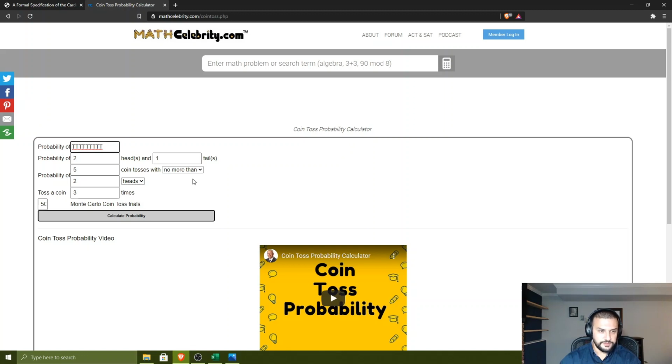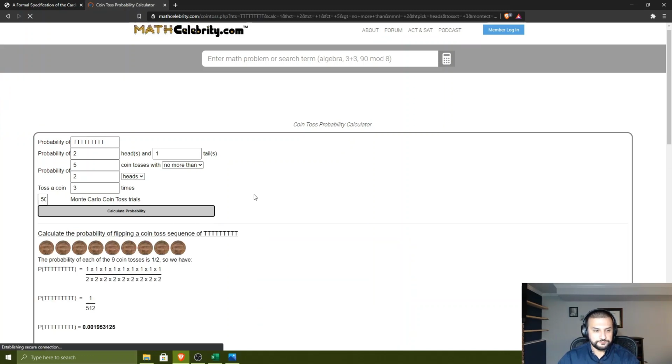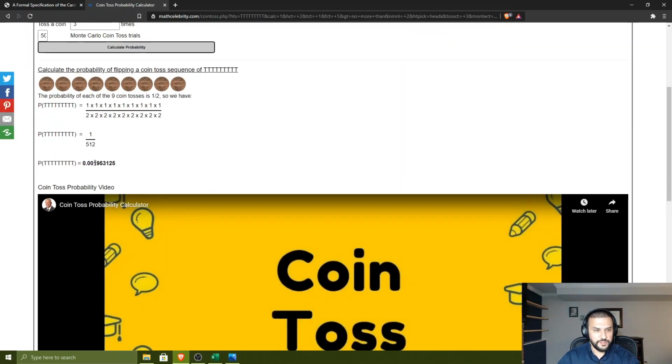2, 3, 4, 5, 6, 7, 8, 9. Okay, so there's tails 9 times, and we calculate the probability, and that probability, if we convert it to percentage points, is 1.9%. So while it's rare, it's not that rare. So when you observe something like that, it doesn't mean that the coin is flawed if we know for sure that it's a fair coin and that information is verified.